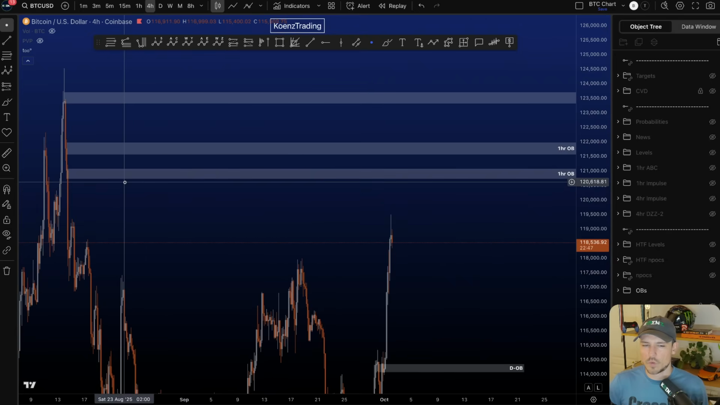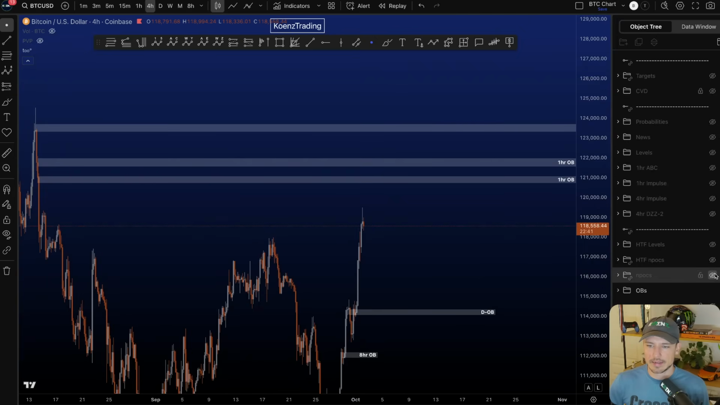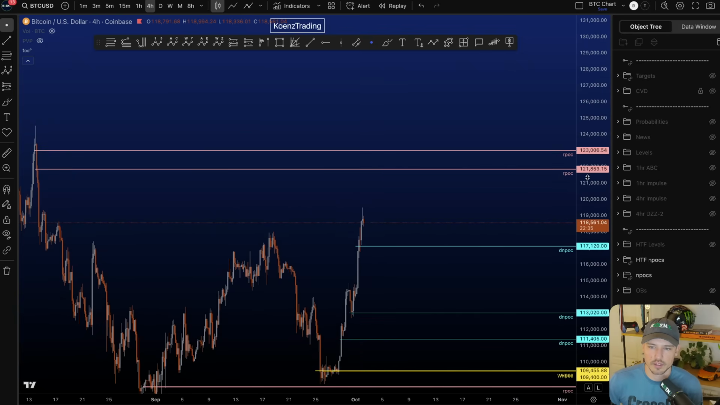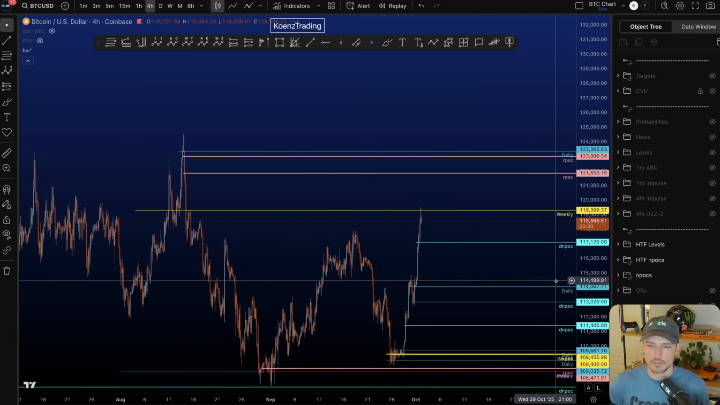We have 1 hour. Is that going to be very relevant? But still 120, 121 is the first one there. To the upside, I probably prefer my horizontal levels anyway. Range point of control 121.8. This is all the levels combined currently here on my chart.